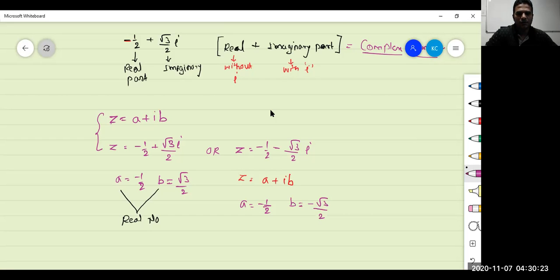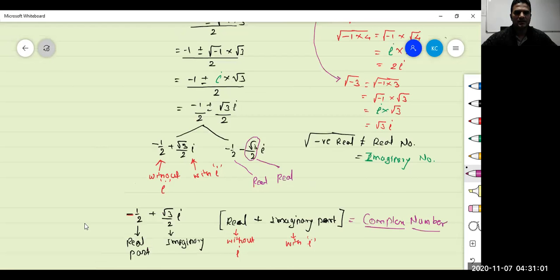This term is without I. This term is with I. So A is real, B is real. A, B both belong to the real numbers. But A, B with I is called imaginary. So real plus imaginary part is called the complex number. So we have seen a new type of number, that is the complex number.